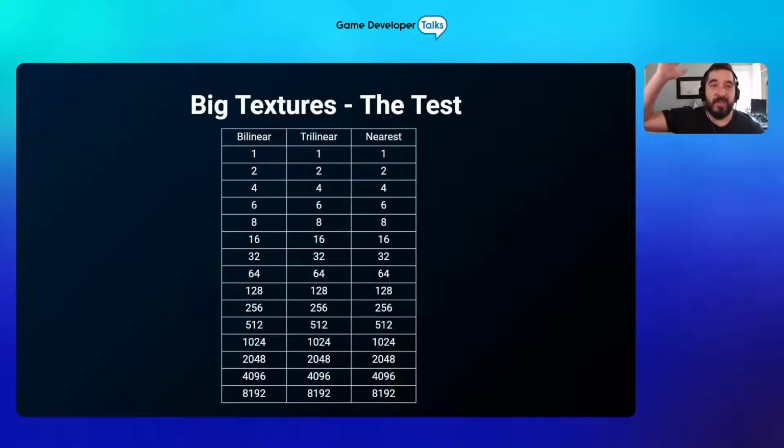I started with a 1 pixel texture, then a 2, 4, and so on, all the way up to 8192. I clamped the sample for each of these texture samples to MIP zero. I wanted to see, hey, we're sampling an 8K texture. How expensive is it to sample an 8K texture? I don't care if it's a 4K texture at the MIP that I'm actually seeing. And of course, we tested all of the different filtering.